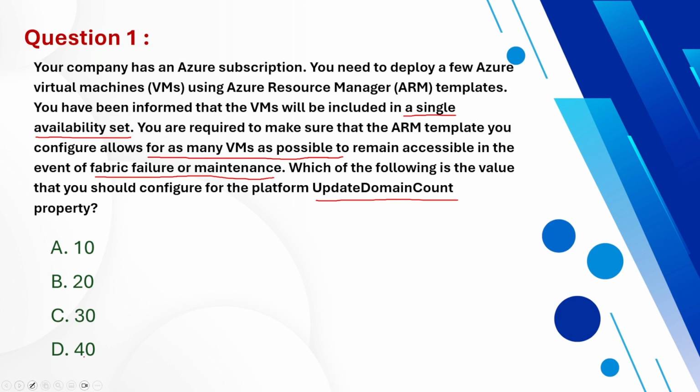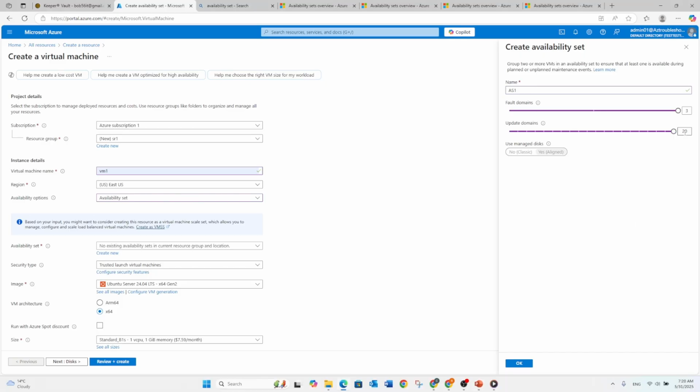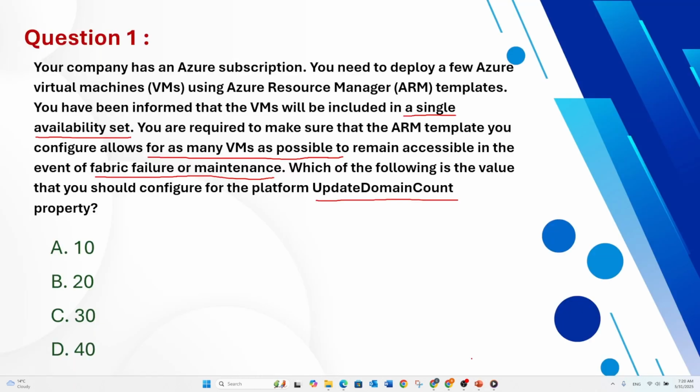The question I believe was related to the update domain, so let's get back to the question. The maximum amount of VMs: how many update domains do we need to create to have the maximum VMs? For update domains in the Azure portal, we can see that the maximum is 20. So the answer to this question for sure is 20.